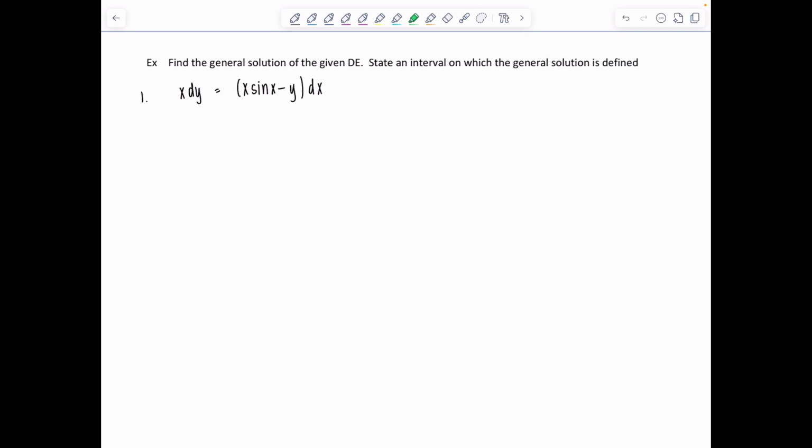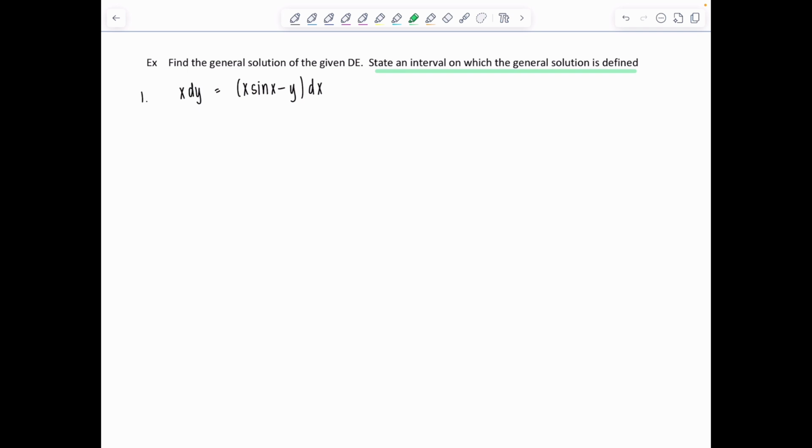So directions say find the general solution of the given differential equation and then state an interval on which the general solution is defined. So first things first, I need to put this in standard form. It's not. And I'm telling you right now, these are linear differential equations, but you do want to check, if you're not given that sort of instruction, is it separable? Is it homogeneous? Is it exact, etc., etc.? Okay.